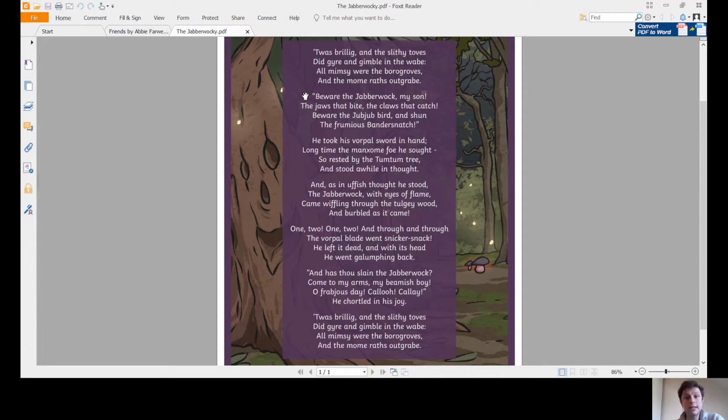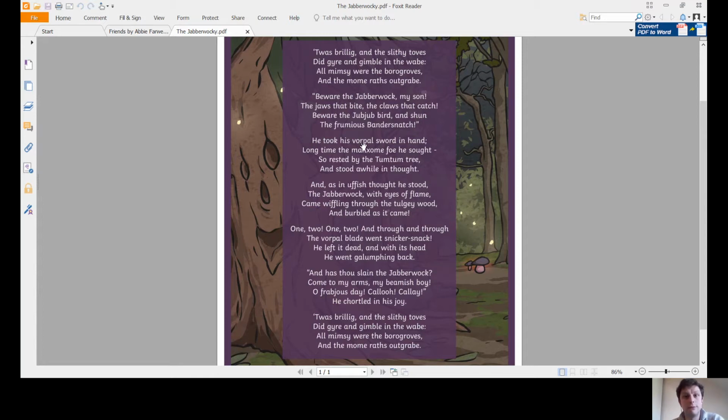Now, this poem does actually tell a story about someone who goes off to fight a monster called the Jabberwock or the Jabberwocky. And in this second verse, someone is telling the hero, beware of the Jabberwock, my son, the jaws that bite, the claws that catch. And there are a couple of other monsters he has to be worried about as well: the Jubjub bird and the Bandersnatch. You can tell these are the names of monsters or creatures because they've got capital letters. That's a clue that they are names. Then it tells us a bit of a story about how he found and fought the Jabberwocky.